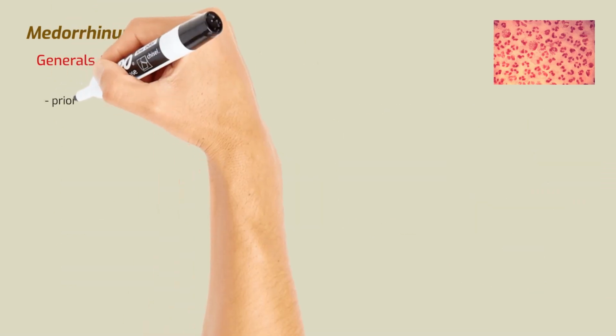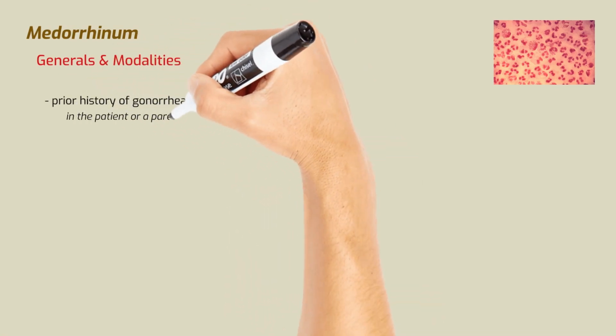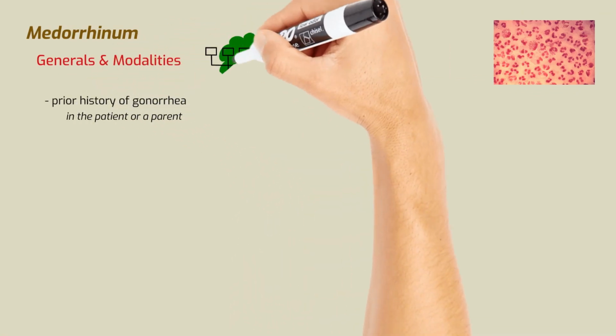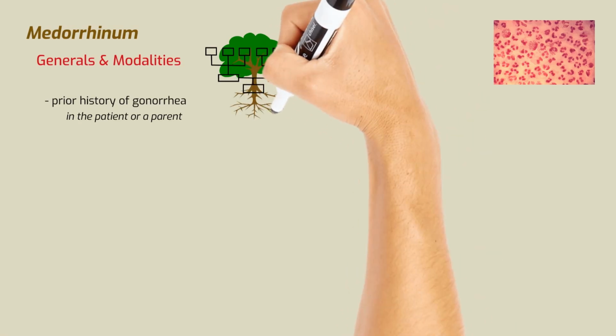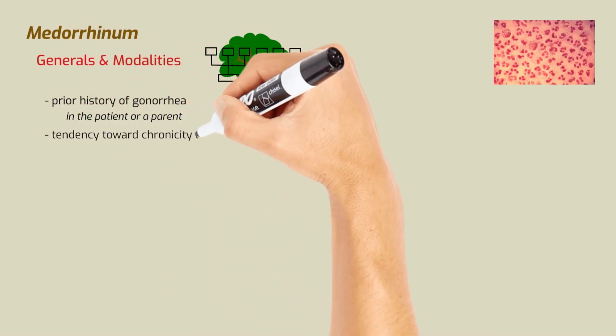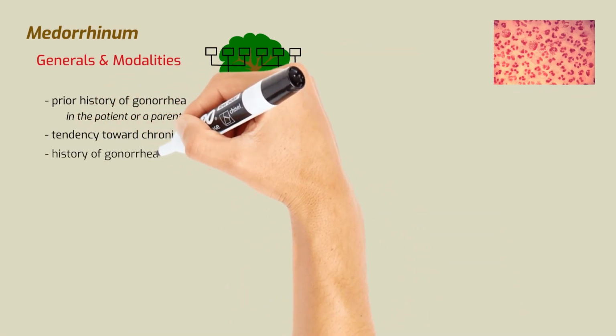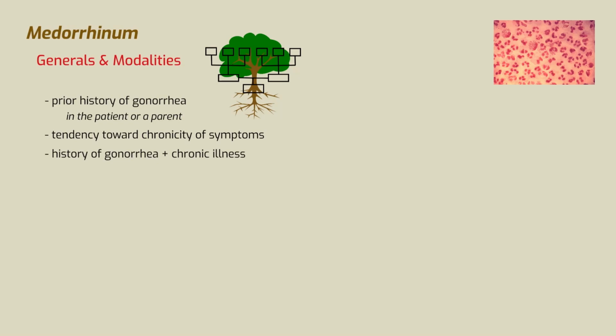Okay, now an additional important clue is a prior history of gonorrhea in either the patient or a parent. Naturally, this may be a difficult thing to elicit given the general secrecy and shame associated with sexually transmitted conditions. Medorrhinum also has a tendency toward chronicity of symptoms. So when we see a history of gonorrhea in a person with chronic illness, we must think of Medorrhinum.